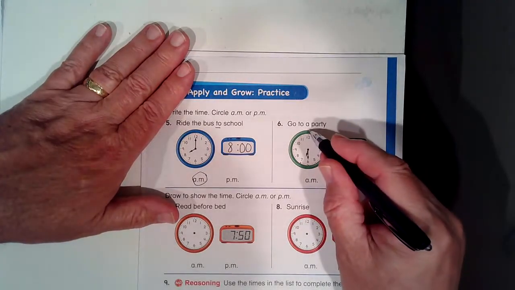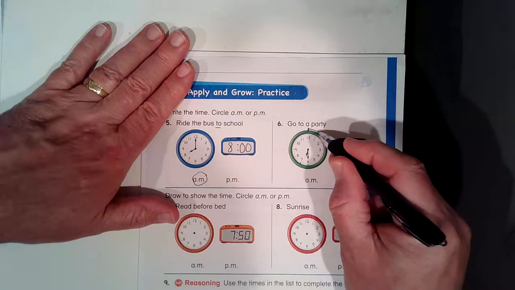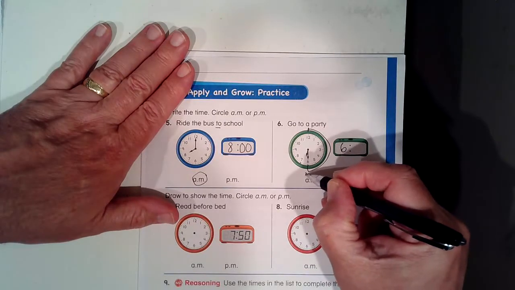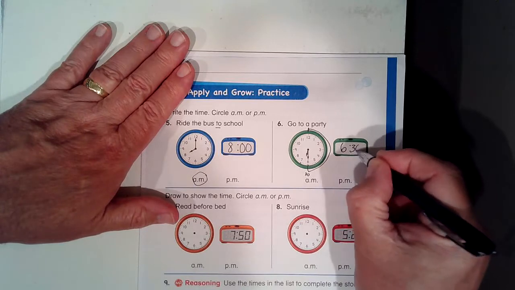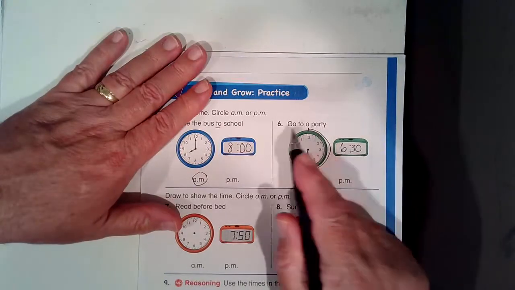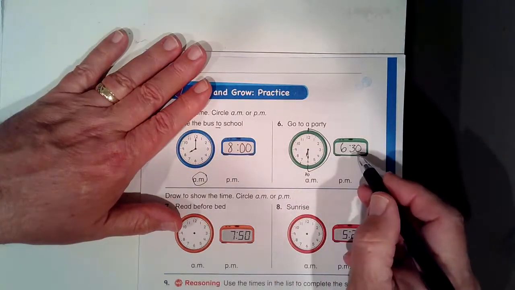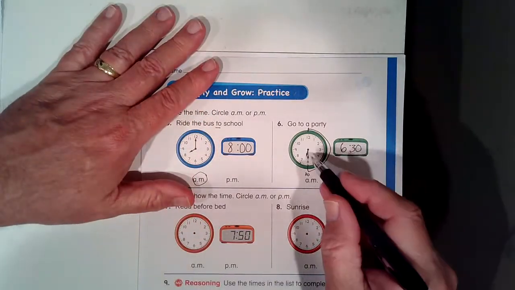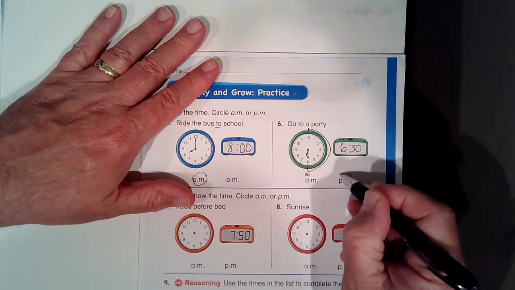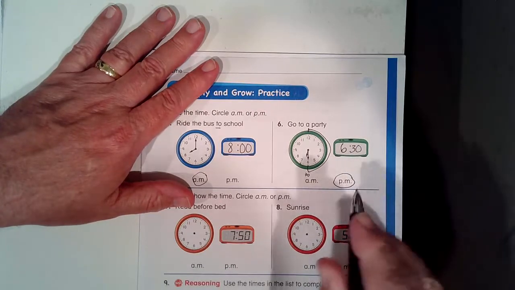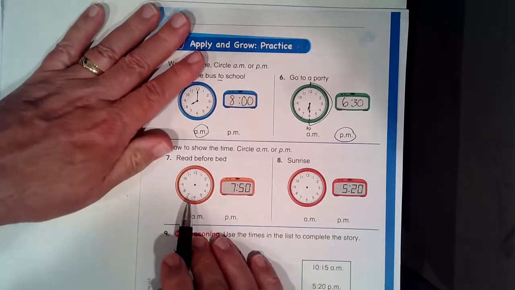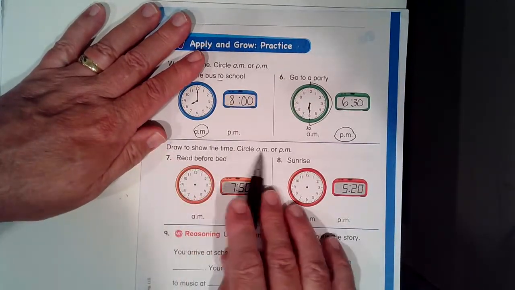So I know that from here, halfway around is 30. 6:30. And do we go to parties at 6:30 right after we wake up? Or do we go to parties in the evening at nighttime? That's the one. All right. Let's take a look at this.